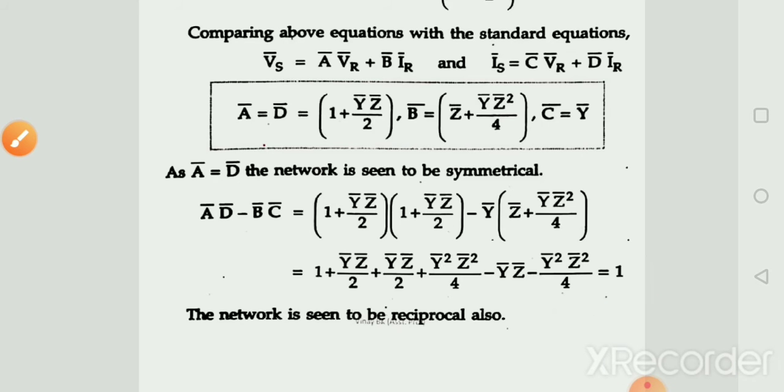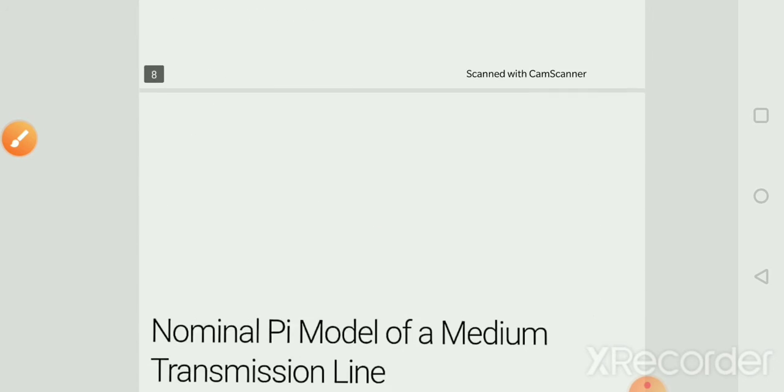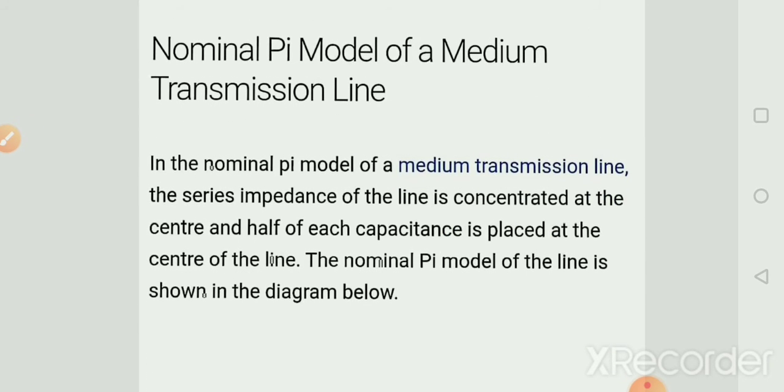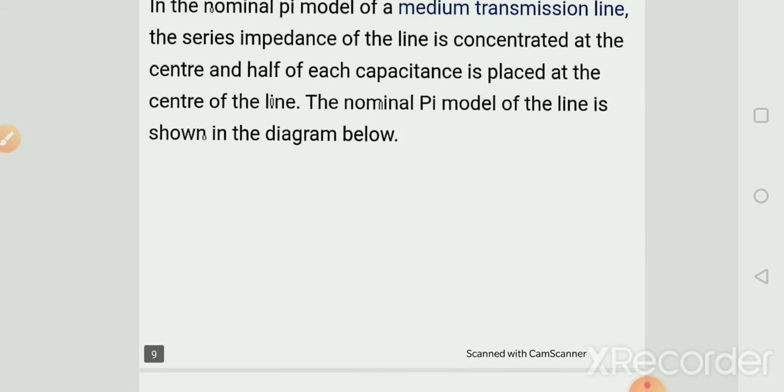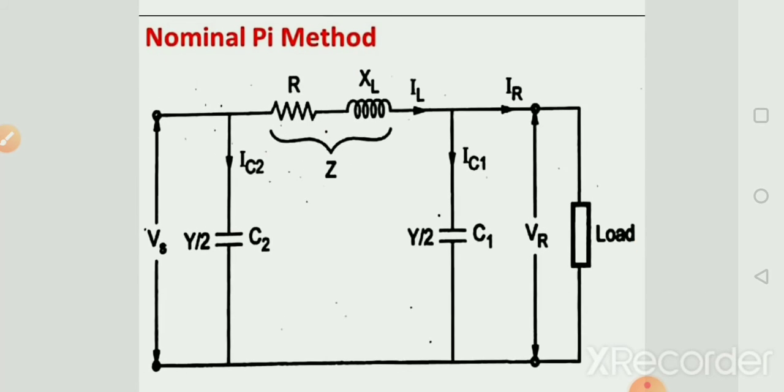Okay, now the nominal pi model of the medium transmission line. In the nominal pi model of the transmission line, the series impedance of the line is concentrated at the center and half of each capacitance is placed at each end of the line, and the nominal pi model of the line looks like that.